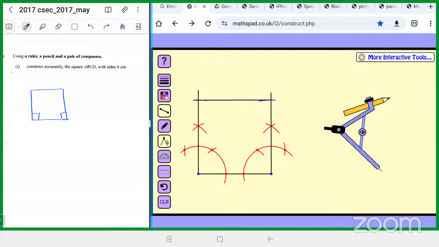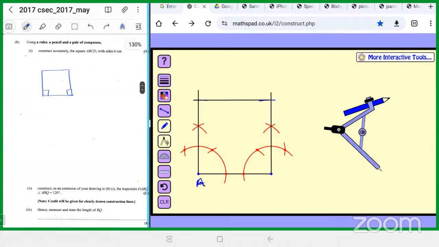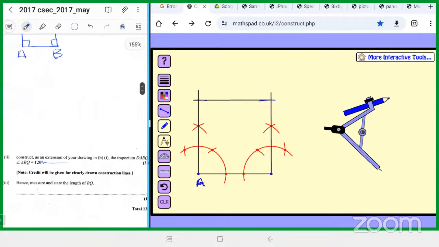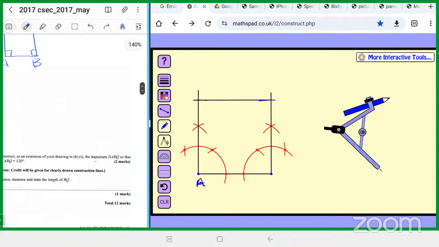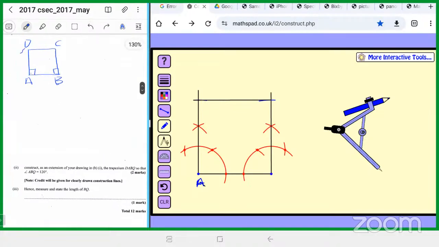You can write on the 6 centimeter on it. So for example, you can leave it up like this. So right here would be A, B. So they want us to do on a construct. Let's do the sketch first. Let's say it's A, B, C, D. They want us to construct an extension on your drawing to form a trapezium DABQ. Q must appear so.